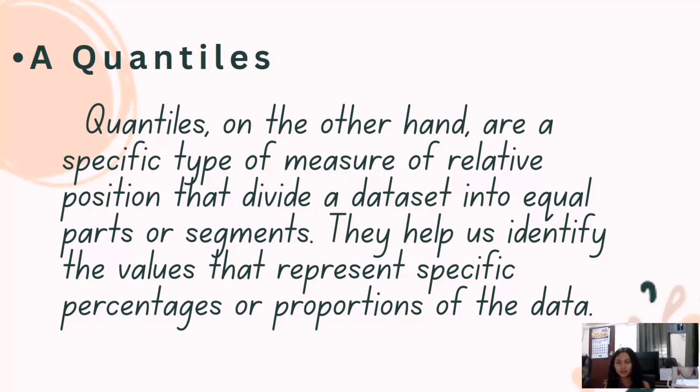A quantile. What is quantile? Quantiles, on the other hand, are a specific type of measures of relative position to divide a dataset into equal parts or segments. They help us identify the values that represent specific percentages or proportion of the data.